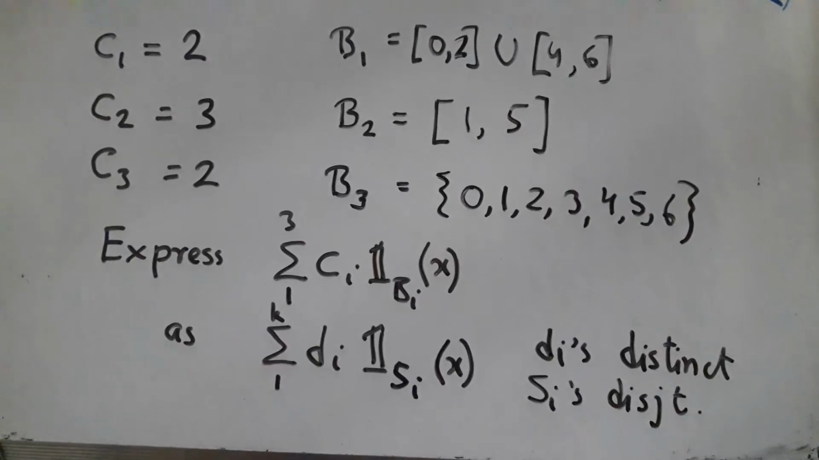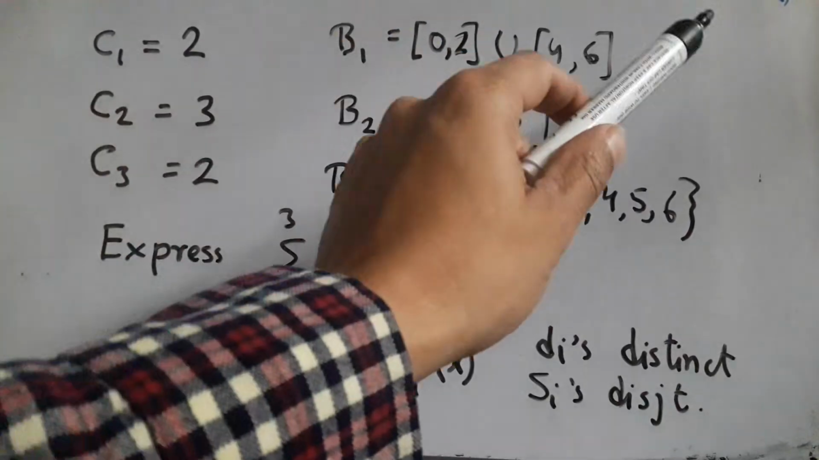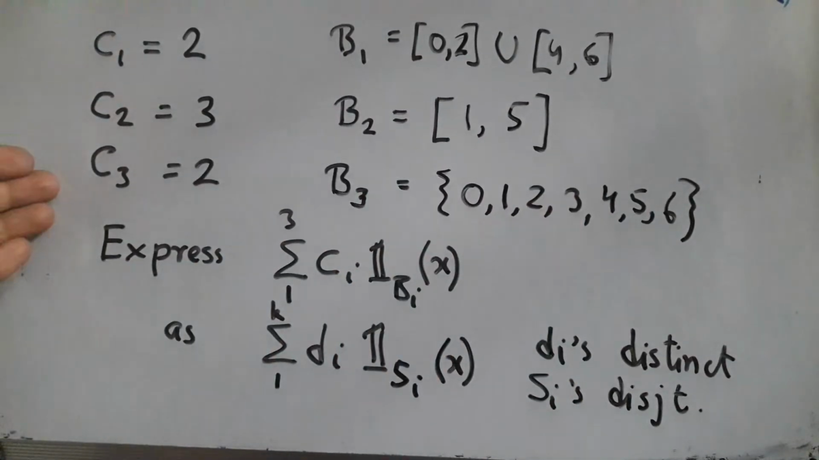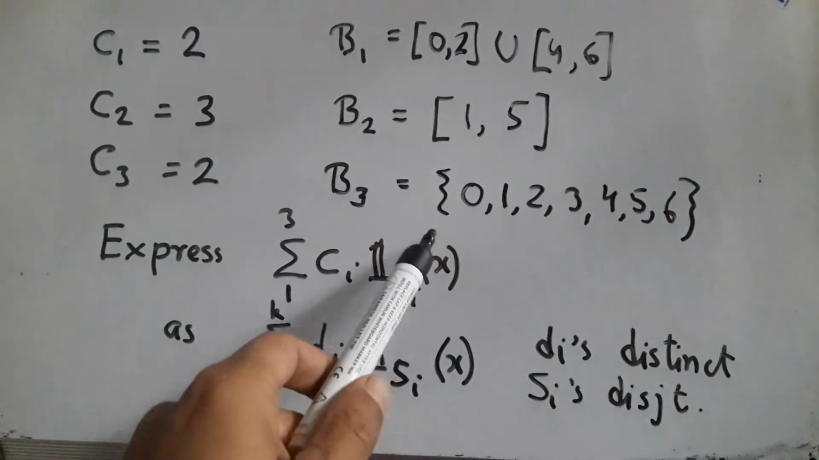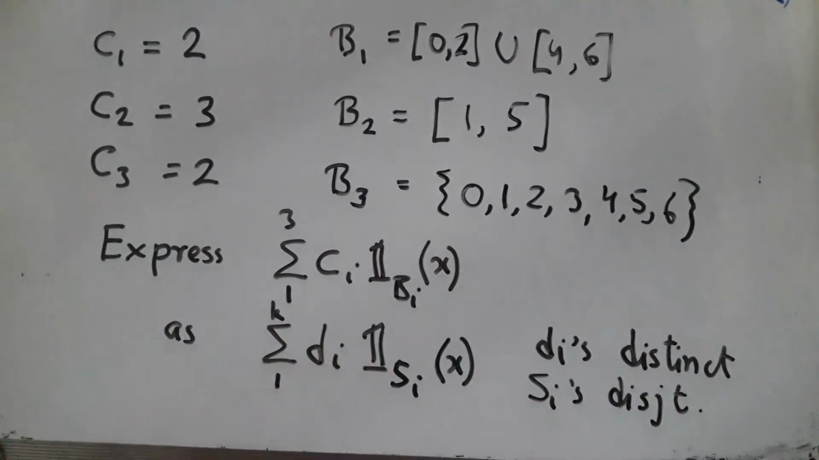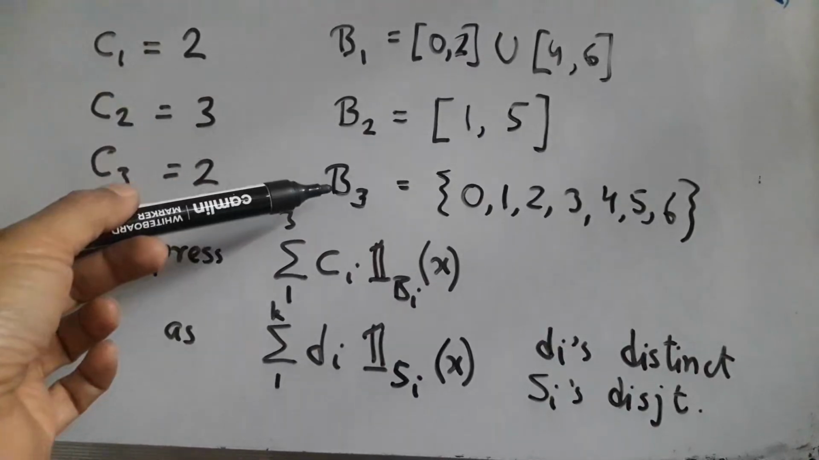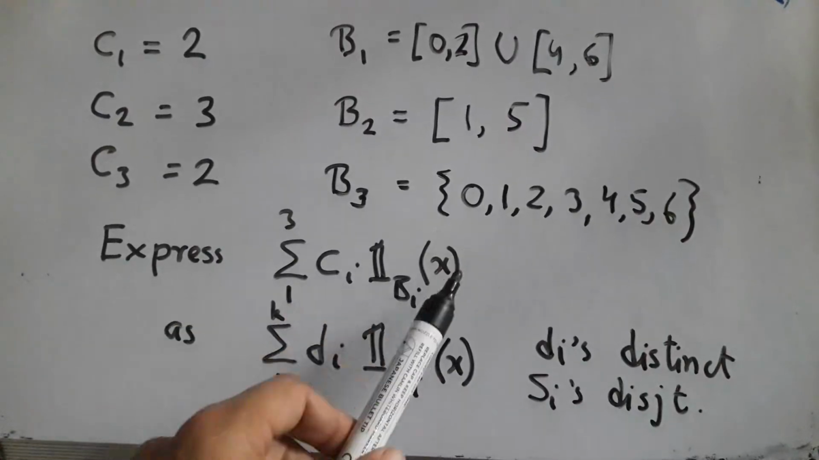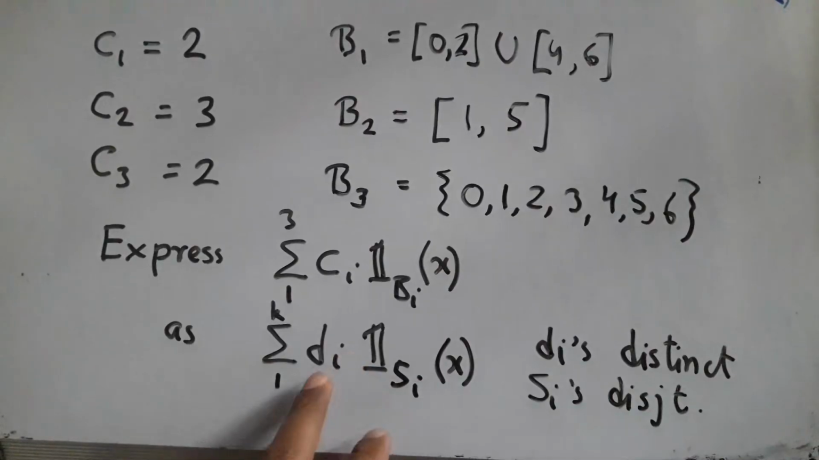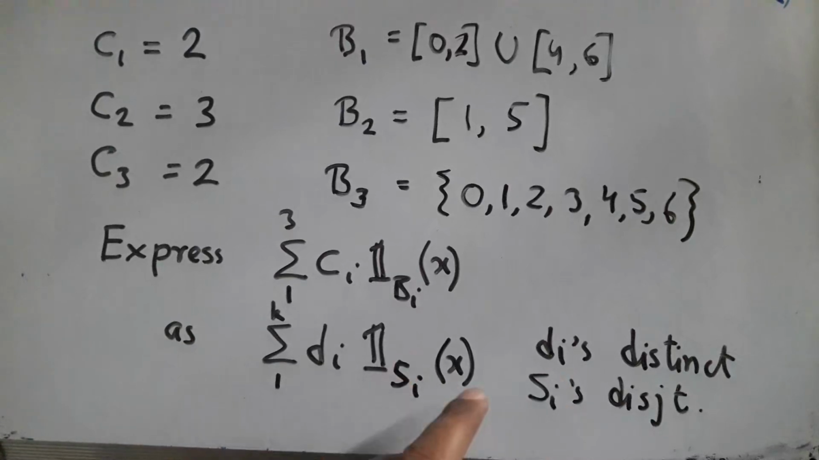Here is one exercise for you. I have given you a simple function with c_1, c_2, c_3 and B1, B2, B3. It is defined over the closed interval 0 to 6. So that is a simple function. However, it violates the condition that all the c_i's are distinct, since 2 repeats, and all the b_i's are also not disjoint. I said that you can always, without loss of generality, express a simple function with those additional constraints where these constants, d_i's, are distinct and these sets, s_i's, are disjoint.